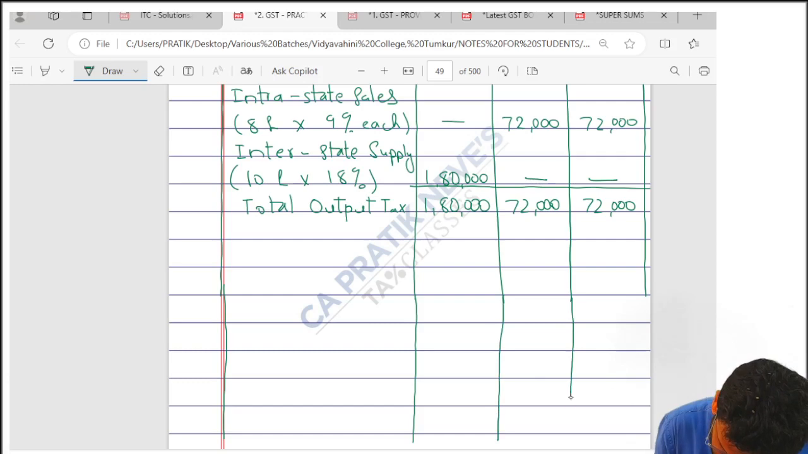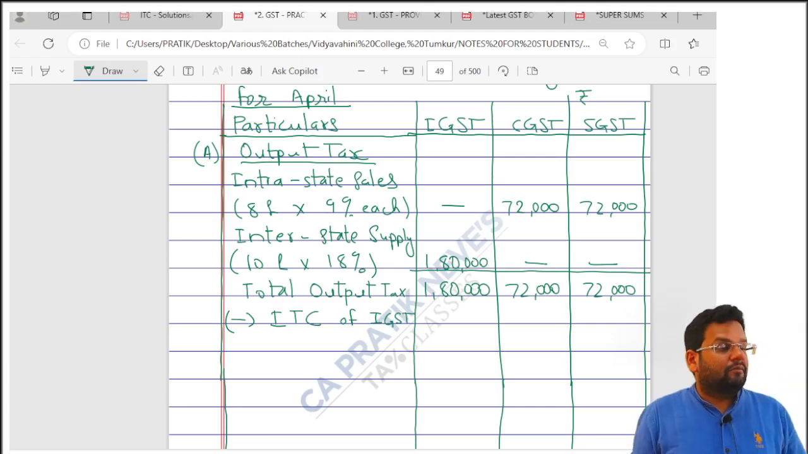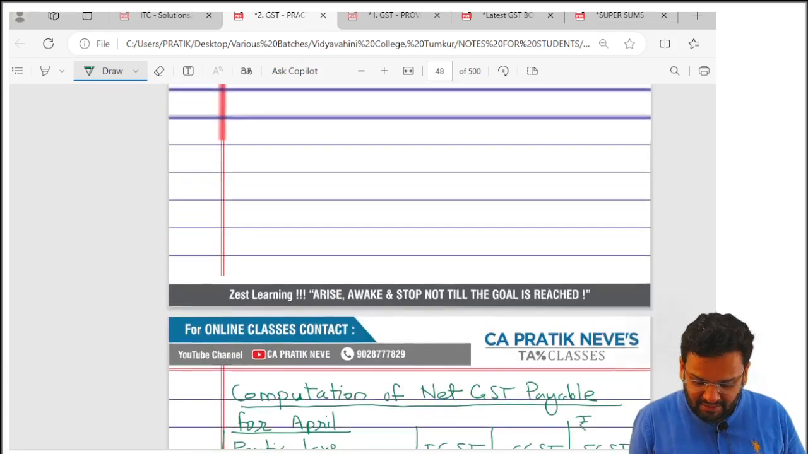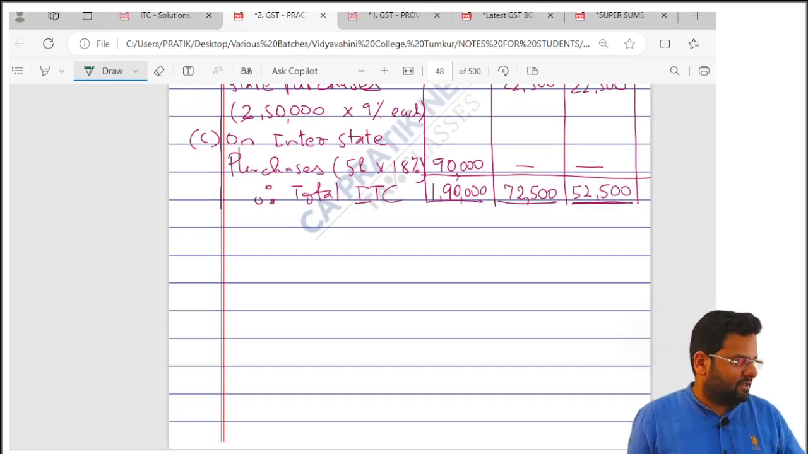Now friends, please tell me what is your ITC of IGST? All of you just pay attention for a moment. Pay attention for a moment.